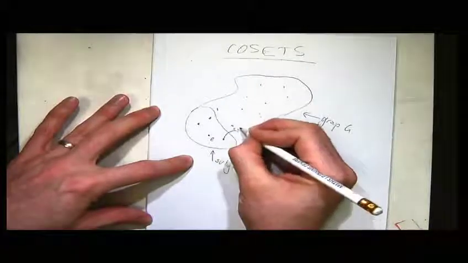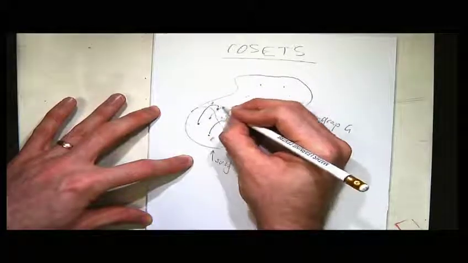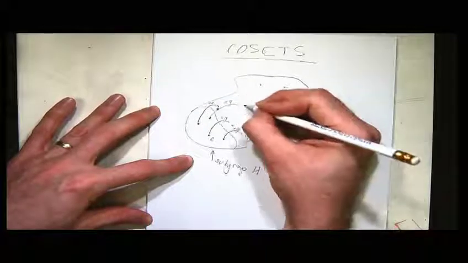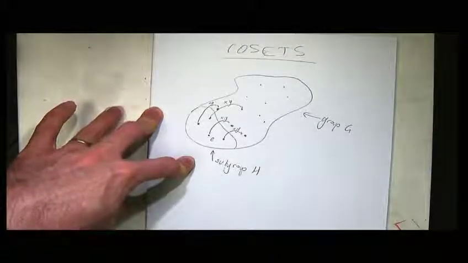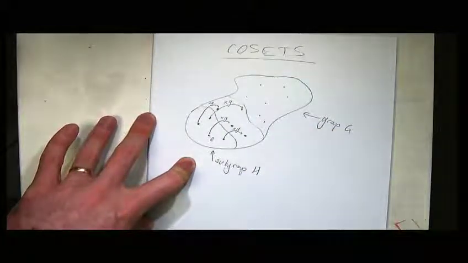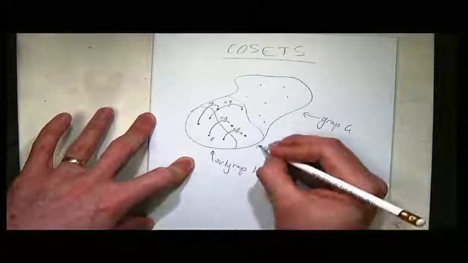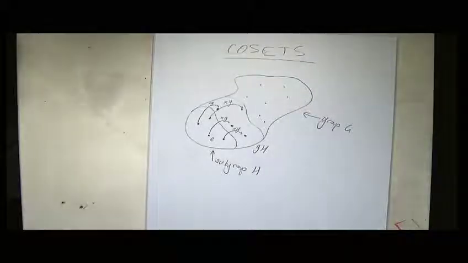I could times this one by G, and this one by G, and this one by G, and this one by G, and I would produce another little collection of group elements. That collection is the coset that G made from H, GH. I took all the elements of H, multiplied them all by G, and shifted the subgroup over to here. It's not a subgroup anymore because it doesn't have the identity in it, but it's the same sort of shape. I just moved it to a different spot by multiplying by G.